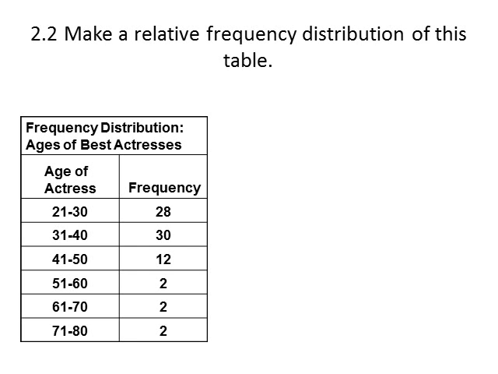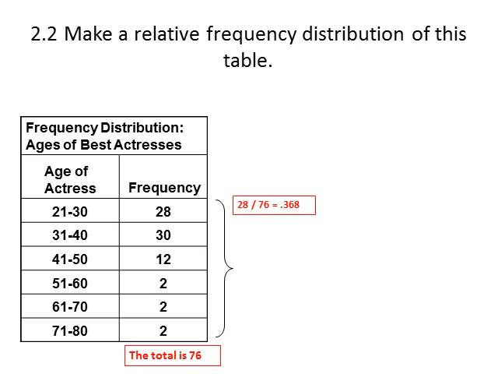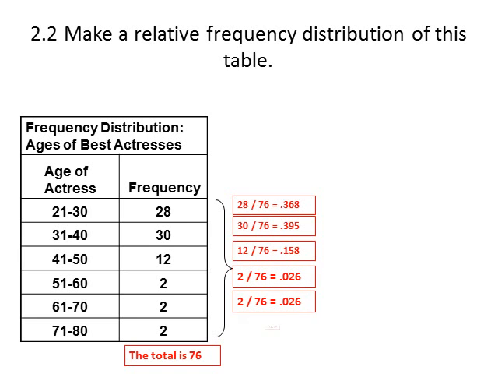So here we have the frequency distribution table of ages of best actresses, and what we want to do is convert this to a relative frequency distribution. The first step is to find the total of the frequencies. So you're going to add the numbers that you see in the tally column. We add 28, 30, 12, 2, 2, and 2, and we get 76 total people. Next, for each frequency, we divide it by 76. So 28 out of 76 is 0.368. 30 out of 76 is 0.395. 12 divided by 76 is 0.158. And so on.